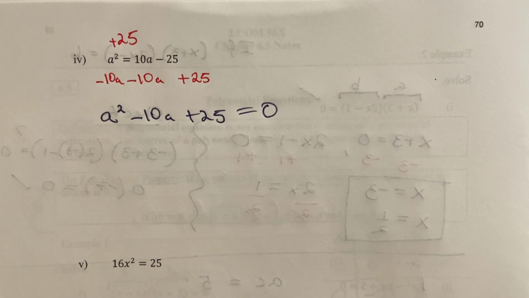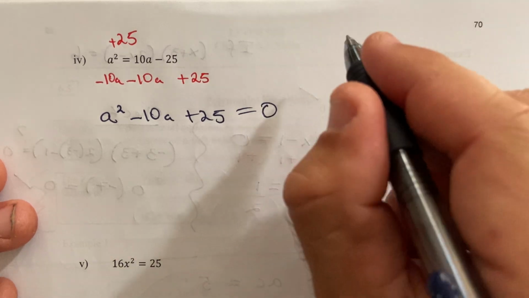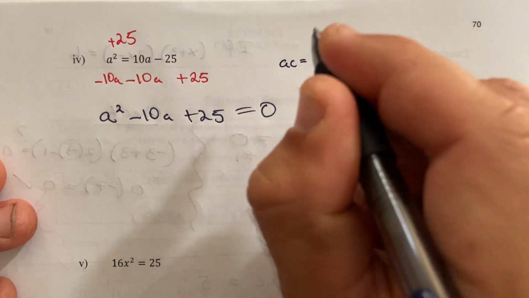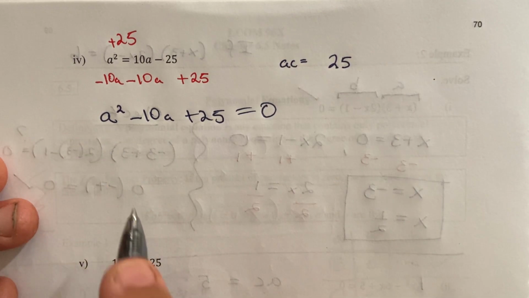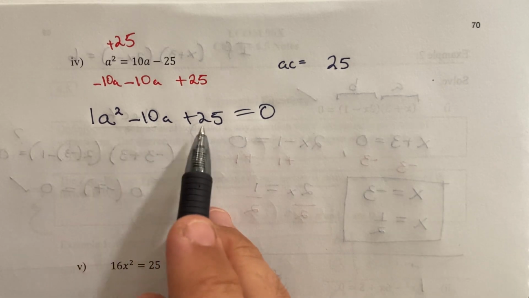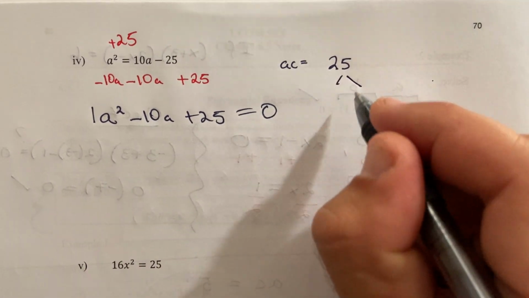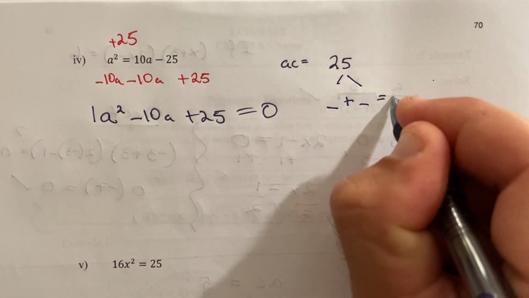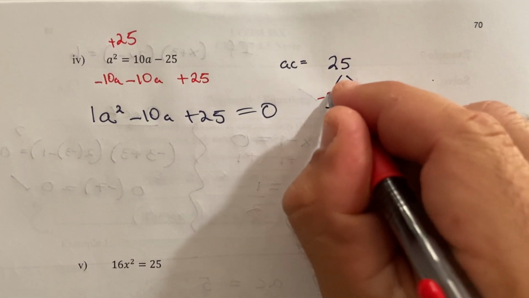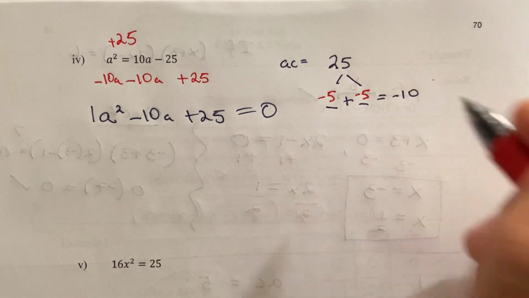And factor, right? If you want to use the a times c approach, you're welcome to. If you have a different approach that works, then please use that. A times c, not this a, but really I'm thinking of the coefficient. So 1 times 25 gives us this 25, and then we're trying to add up to negative 10 in this case. So negative 5 and negative 5.